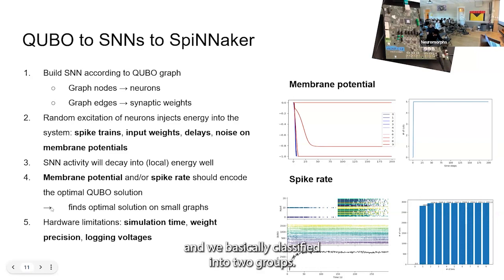And we basically classify them into two groups. One group is just here, these are spiking neurons. We set the threshold to 0. So these are just called spiking, and here we have negative neurons. This way you can classify them into two groups.